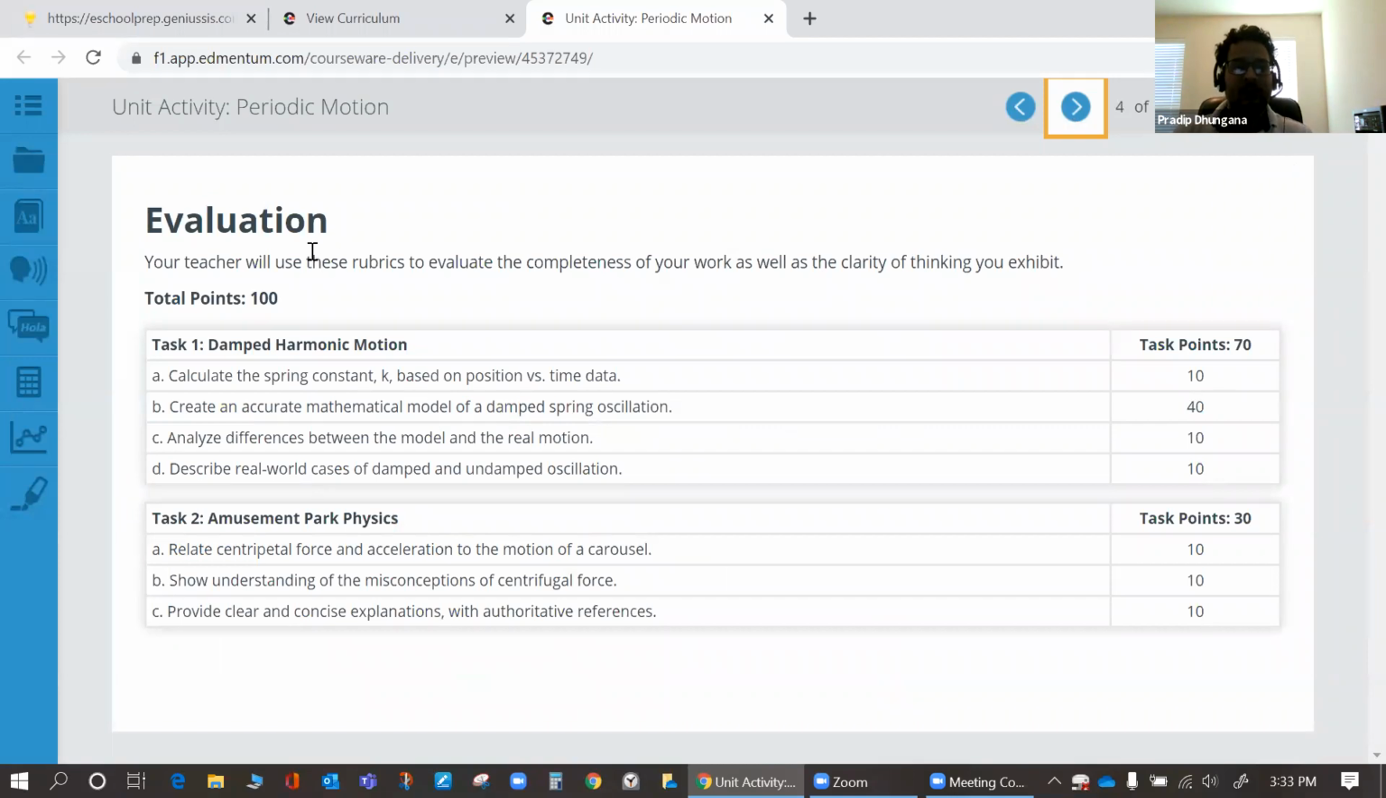You can see here the evaluation. Your goal is to complete Task 1 as much as you can, and then submit your unit activity. As long as you complete Task 1 on your own, even if you do a little bit wrong, you'll get full credit. No need to worry about doing everything correctly.